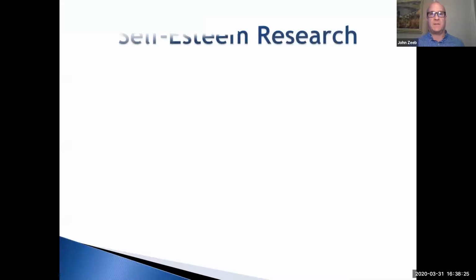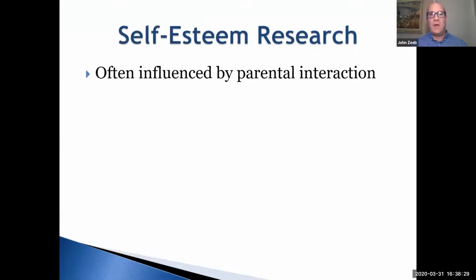Okay, so let's take a look at some self-esteem research here. Number one, self-esteem in children is often influenced by parental interaction, which makes sense. So if we have parents that are consistently thrashing on their kids and they're not focusing on the positive, we see that trickling down to the child's evaluation of themselves. So once again, so important what you say around your children and how you treat them.